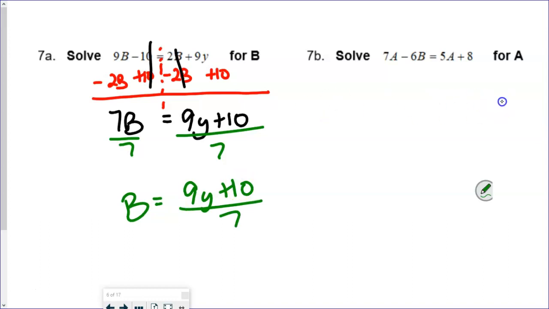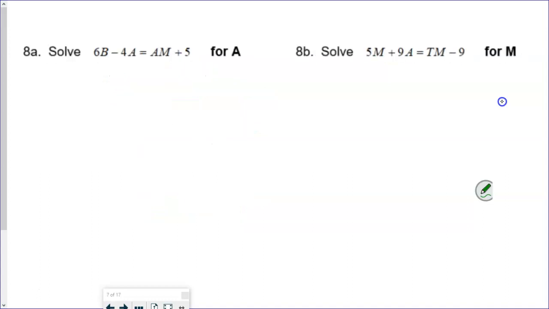So these next two questions, this one and the next one coming up, are kind of the same idea. You want to group together your target variables, and then you either combine your like terms, or in some cases we can't, so we have to factor out the like term. So let's see what happens here on 8a. Similar idea where you want to bring anything with an a to one side. It doesn't really matter which side you go. I'm going to add the 4a over. Now, since I'm adding 4a to the right, that means I want to move 5 to the left.